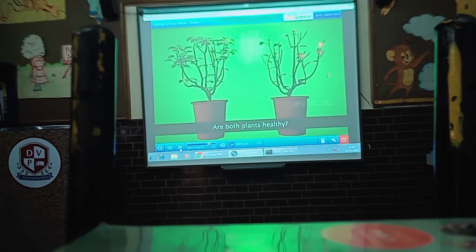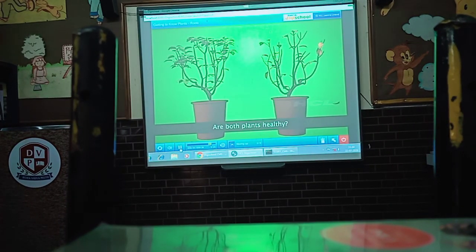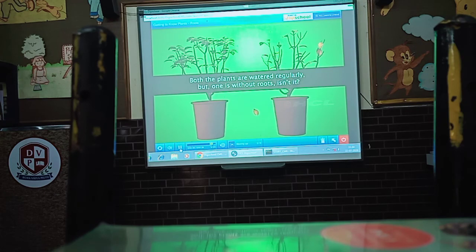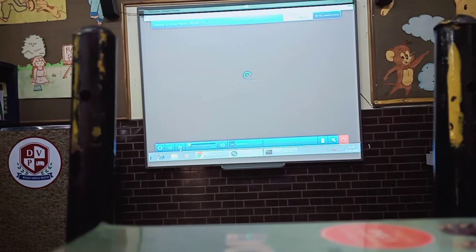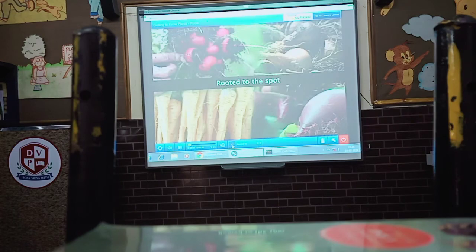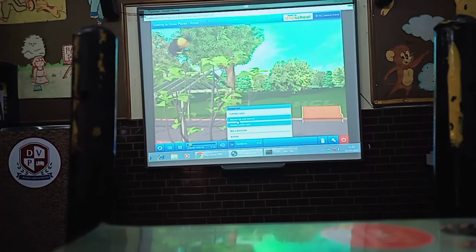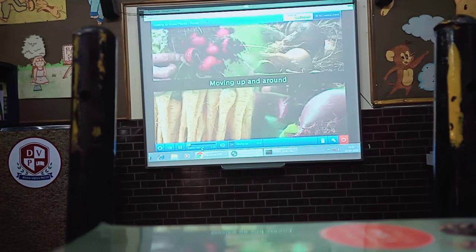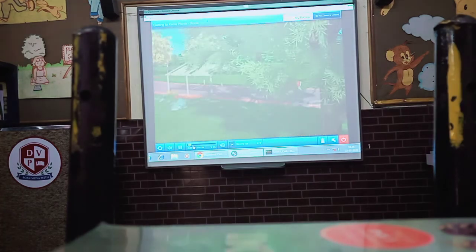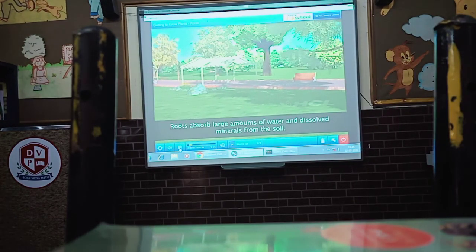Are both the plants healthy? Both the plants are watered regularly, but one is without roots, isn't it? Does this activity help you understand an important function of the root? One important function. Roots are as important as leaves and stems in.